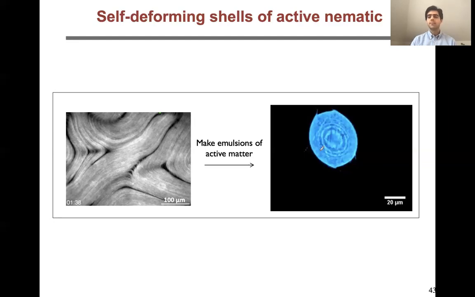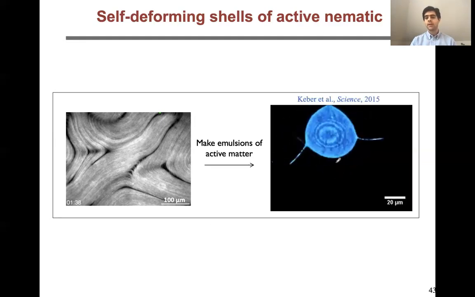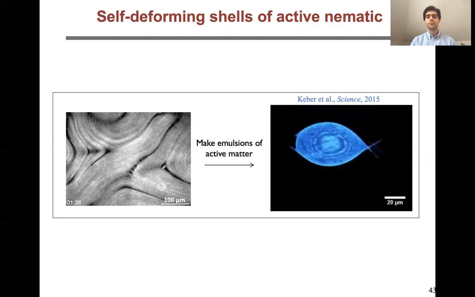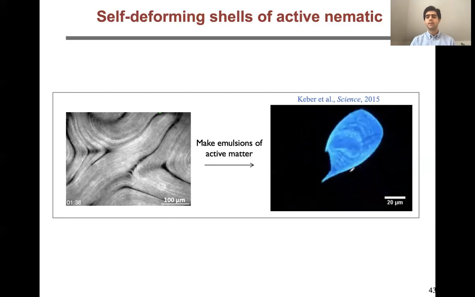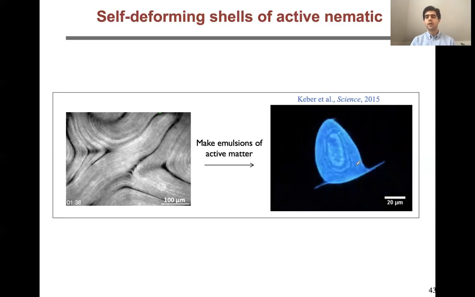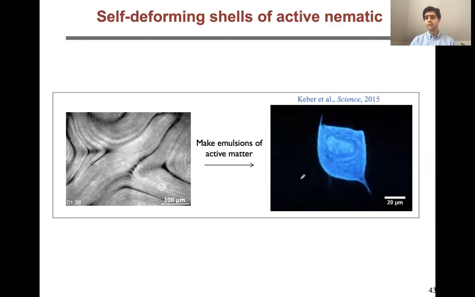What they did in these experiments in Andreas Bausch's group was take these microtubule motor protein mixtures and make an emulsion of it into a droplet. Now you have a droplet that is active. At the surface of this droplet, there are these microtubule motor protein mixtures. They constantly move, exert stresses, and create fascinating patterns of motion, constant shape deformations, and also arms that come out of this pattern.